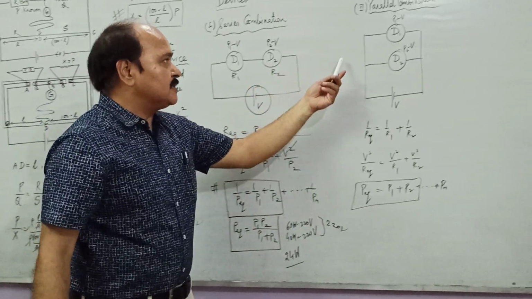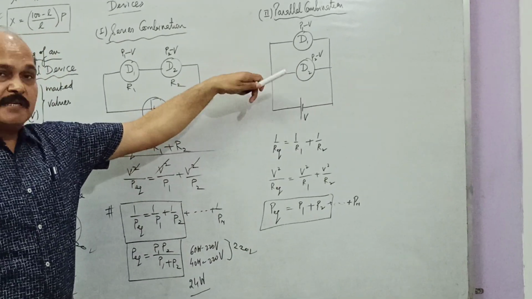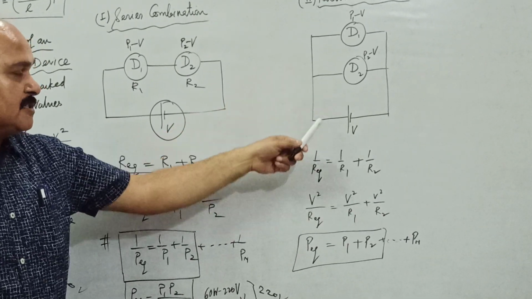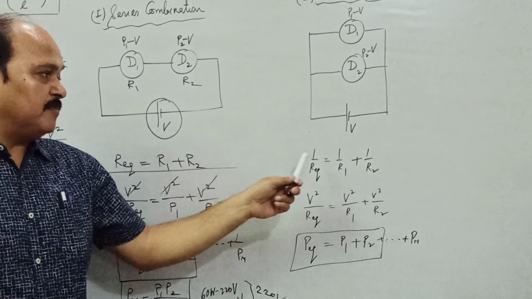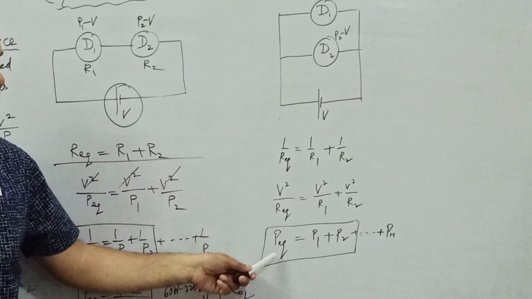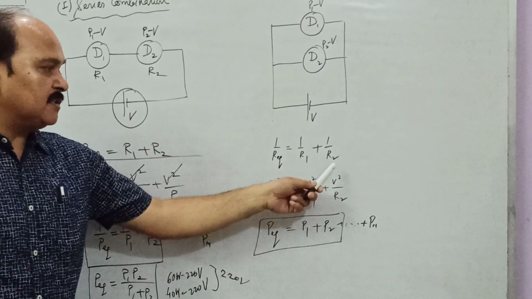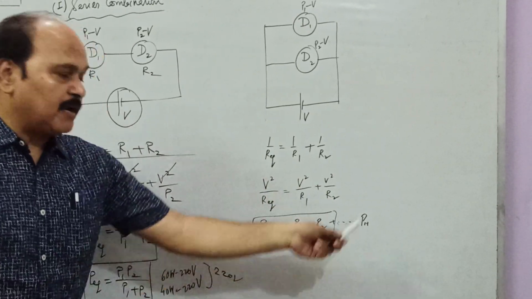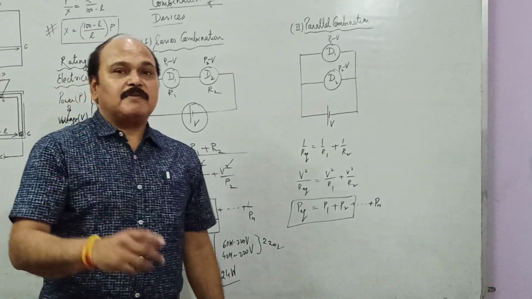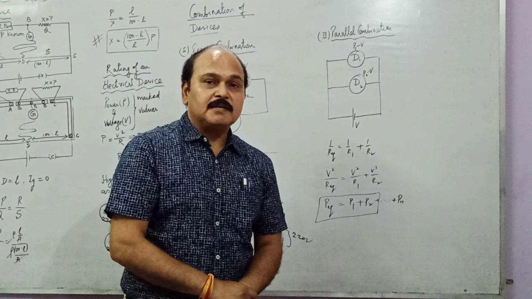But in a parallel combination, every device gets the same value of voltage if connected across V. Equivalent resistance is given by this relation. We multiply both sides by V square. What is this? This is the equivalent power, P equivalent. This is the power of device 1, this is the power of device 2. So in parallel, the overall power is simply the sum of the powers of the different devices connected in parallel.